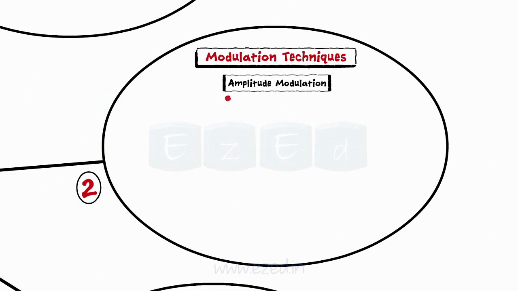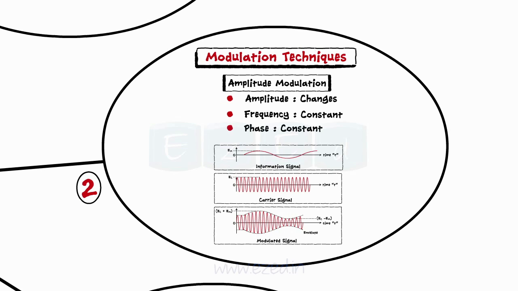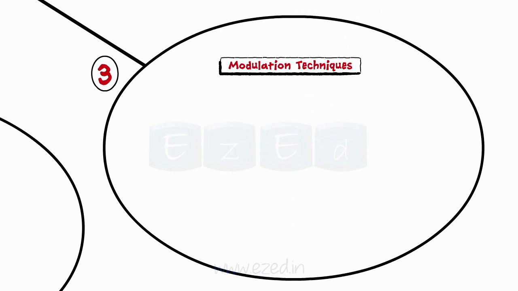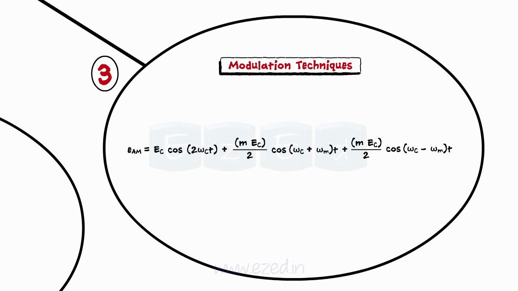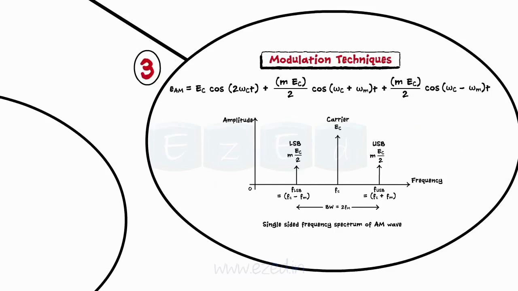Amplitude modulation is the process of changing the amplitude of the high frequency carrier signal with respect to the instantaneous value of the modulating signal, keeping the frequency and the phase of the carrier signal constant. Amplitude modulated waveforms look as shown. In the mathematical representation of the AM wave, the first term is the carrier signal, the second term is the upper side band, and the third term is the lower side band. Thus, the frequency spectrum of the AM wave is as shown.